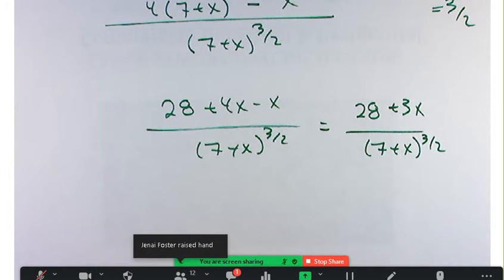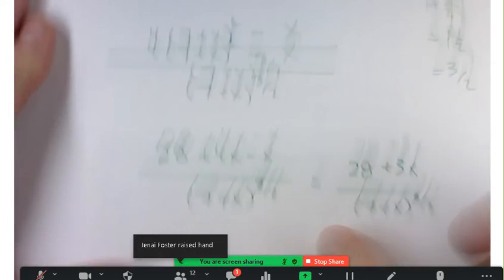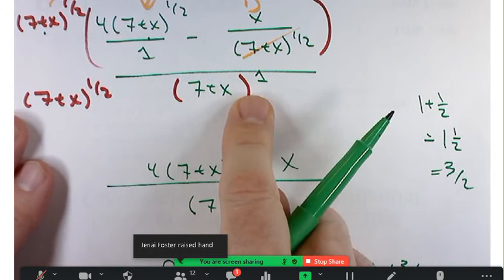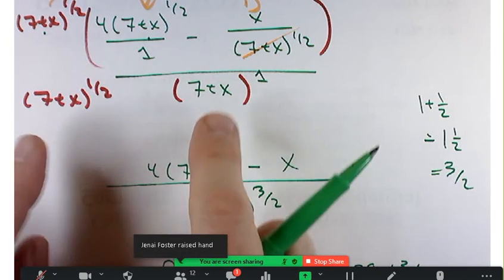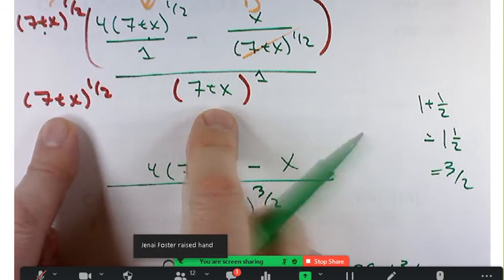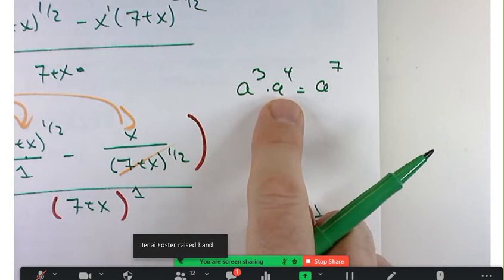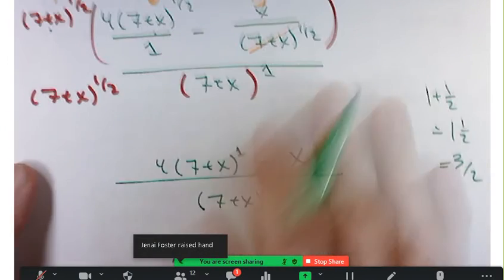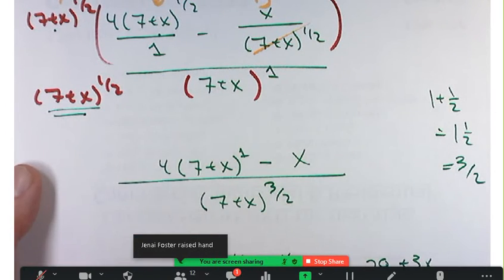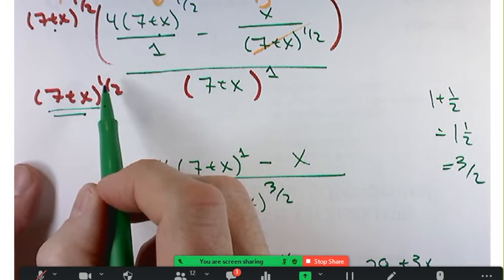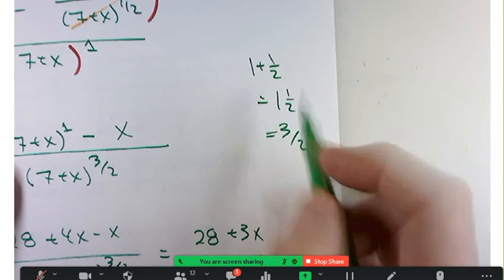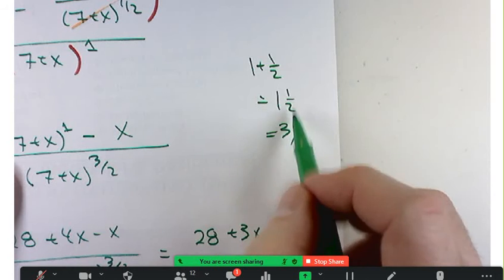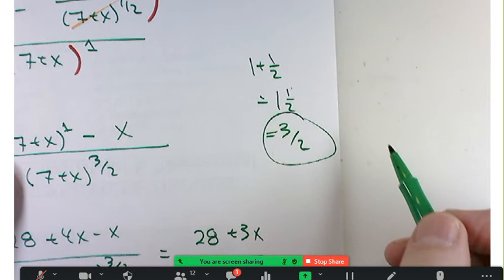Can you explain the 3/2 again in the denominator? Sure. It's not really written as 7 plus x to the 1st power, but you can write it that way. And putting it in parentheses like this, then these things have the same base. Now the idea is when you have things that have the same base, you keep the base and just add the exponents. 3 plus 4, 7. In this case, 7 plus x is our base. And if I add the exponents, I get 1 plus 1/2. Converting that to an improper fraction, 1 times 2 plus 1 is 3. 3/2 is my exponent.